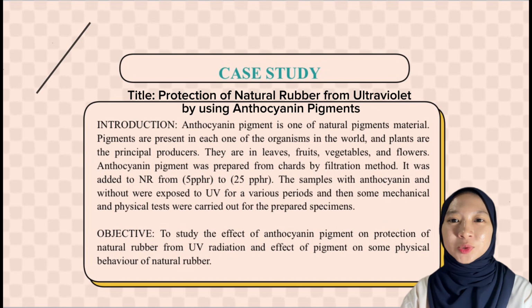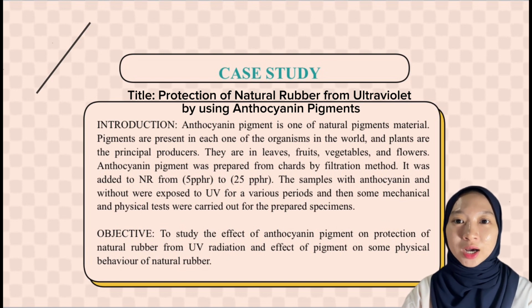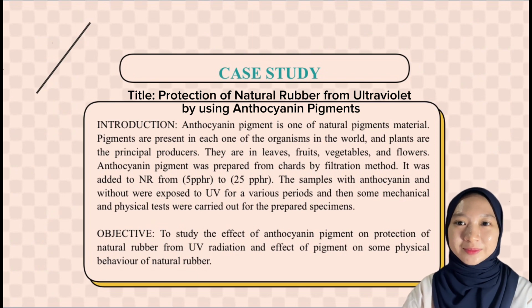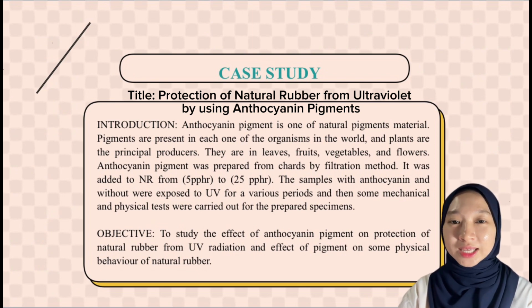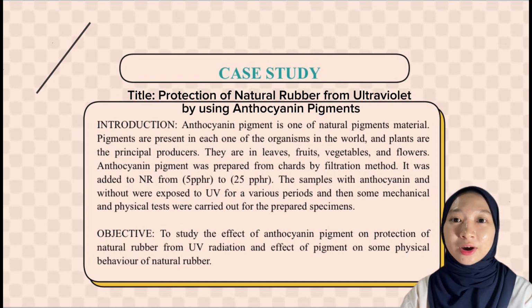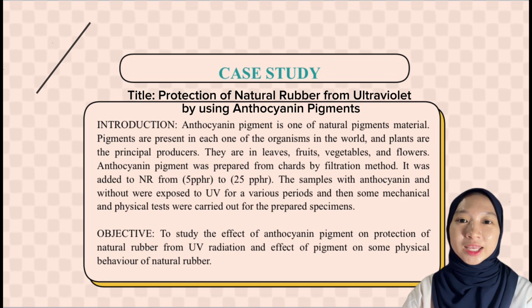The samples with anthocyanin and without were exposed to UV for various periods, and some mechanical and physical tests were carried out for the prepared specimens. The objective of this case study is to study the effect of anthocyanin pigments on protection of natural rubber from UV radiation and the effect of pigment on some physical and mechanical behaviors of natural rubber.